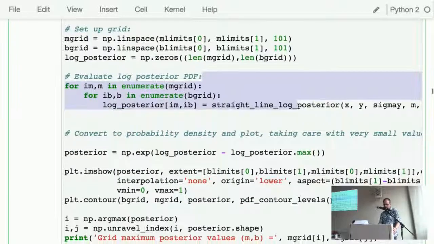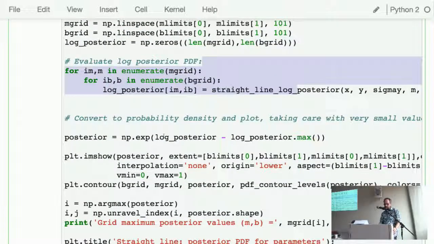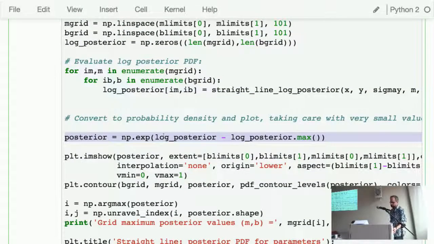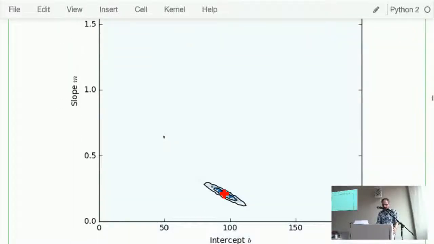And then you can see here, I'm not exactly normalizing it, but I'm making it plottable by subtracting off the maximum and then exponentiating. And so the thing that I'm plotting is the posterior, what I'm calling the posterior, not the log posterior. Okay? So there we are.